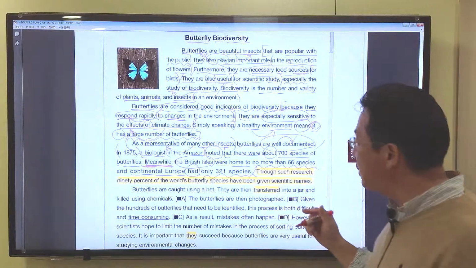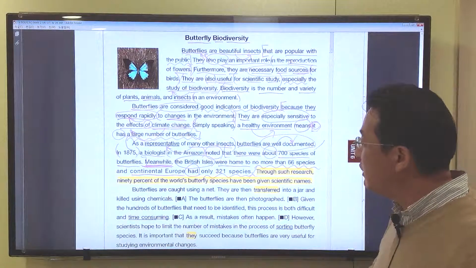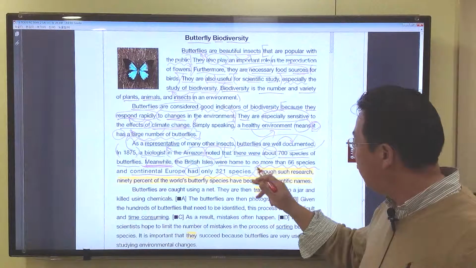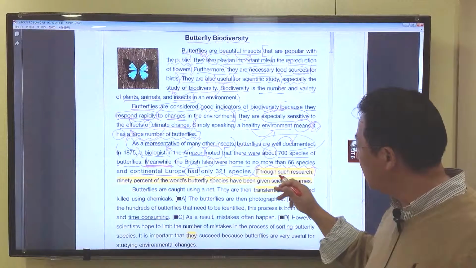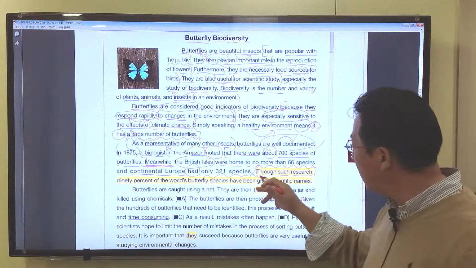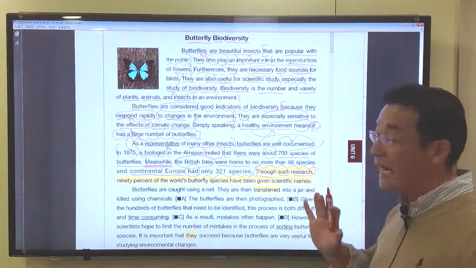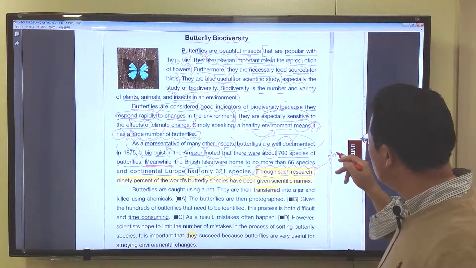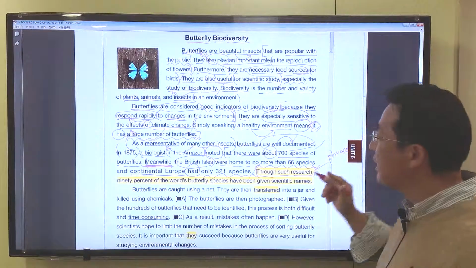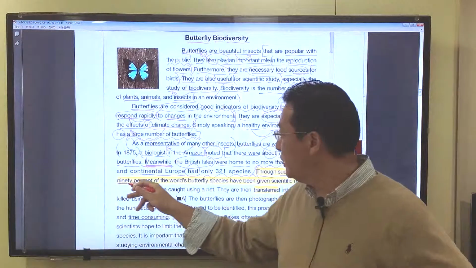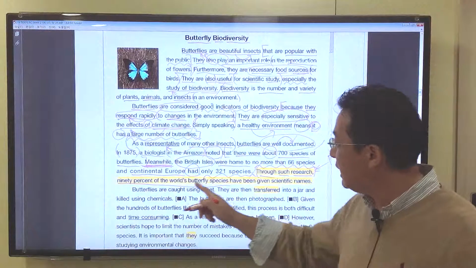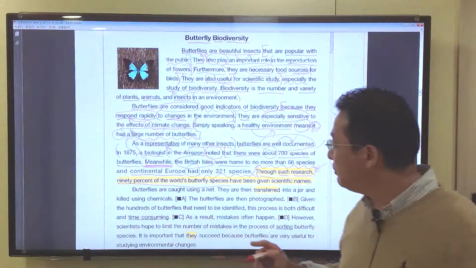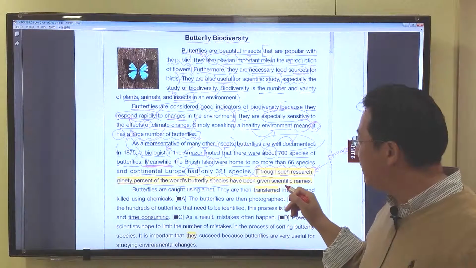Through such research, 90% of the world's butterfly species have been given scientific names. Through such research 무슨 말입니까? 그러한 연구들을 통해서 이 말이죠. 주어 동사가 안 들어가 있습니다. 굽니다. 그냥 단순히 phrase입니다. 구라 그러죠. 90% of the world's butterfly species 무슨 말입니까? 세계의 나비 종들의 90%가 have been given scientific names.